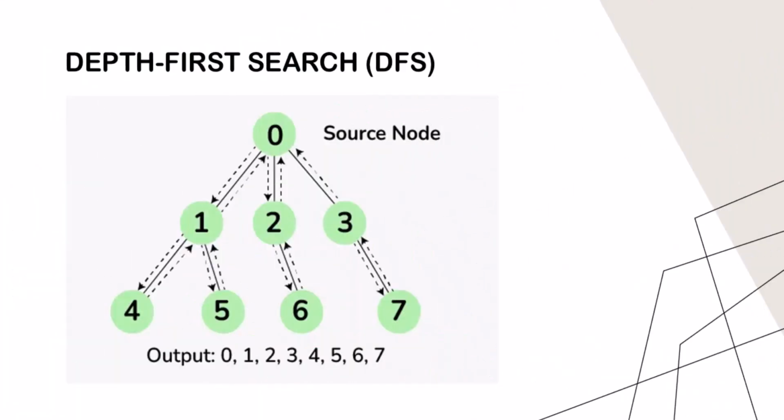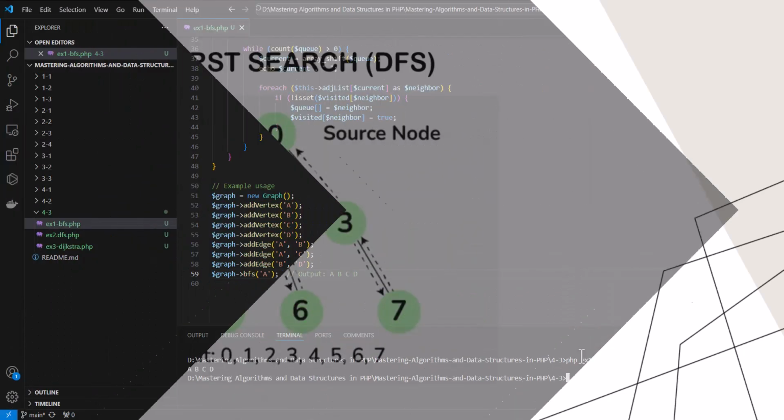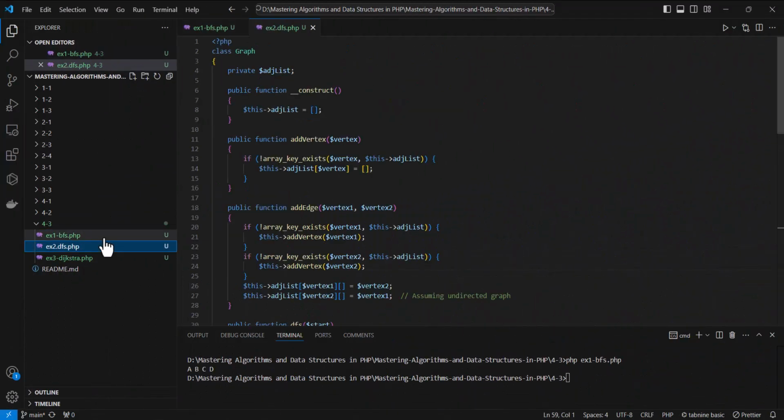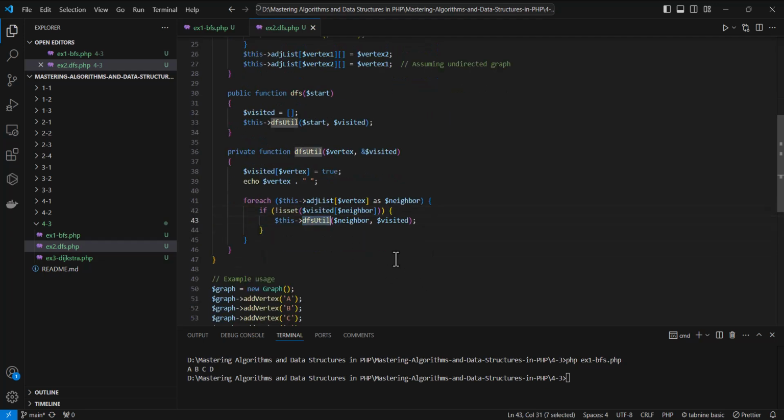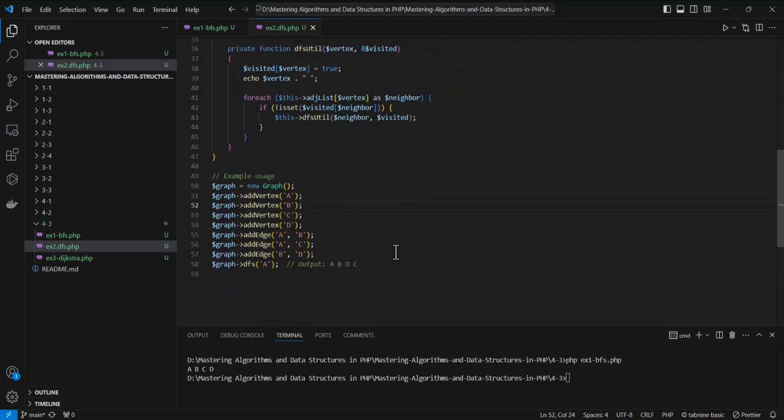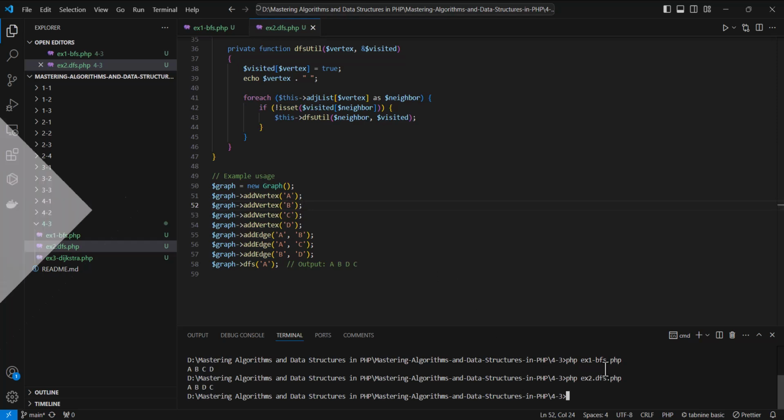Depth first search, DFS, is another graph traversal algorithm which explores as far as possible along a branch before backtracking. DFS is used for tasks like detecting cycles in a graph, topological sorting, or path finding in mazes. In this example, we use a helper function, dfsUtil, to perform the depth-first traversal recursively, starting from vertex A and exploring each branch as far as possible before backtracking.